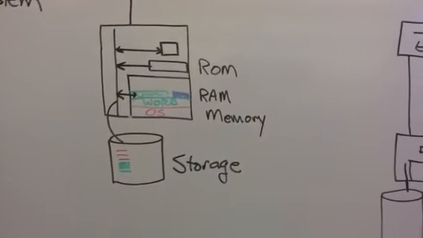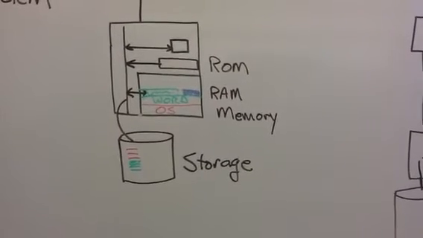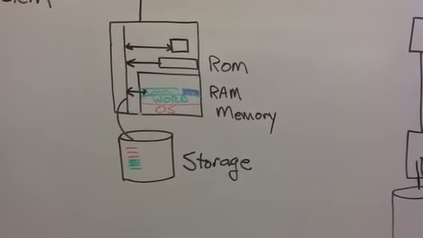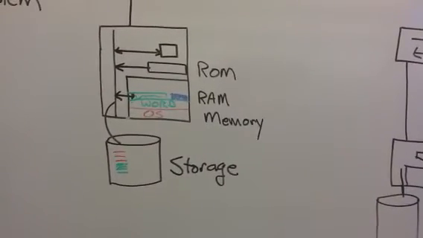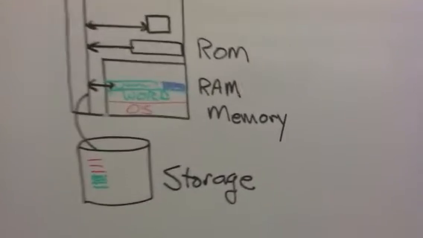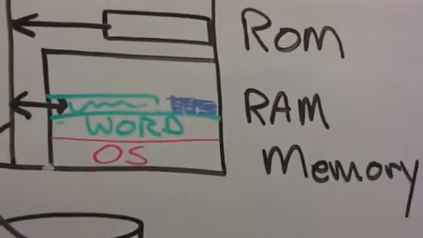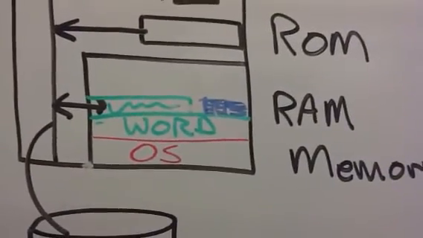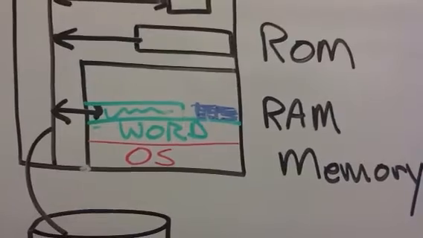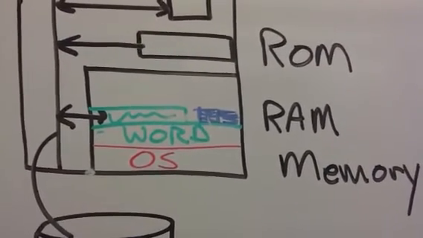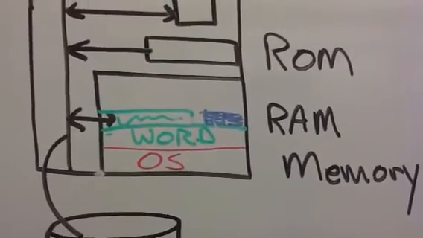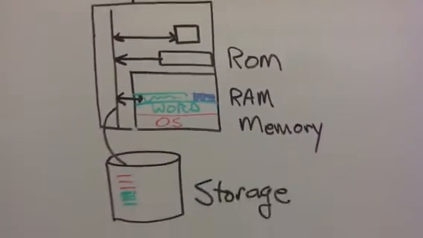We actually talked about ROM for the first time, read-only memory. We reviewed RAM memory, random access memory. First time we mentioned RAM. We talked about storage, and then we talked about how an operating system is loaded into memory. We can load in an application software like Word, and then the blue part there, we were talking about loading data files in, and all that starts to use up your memory.